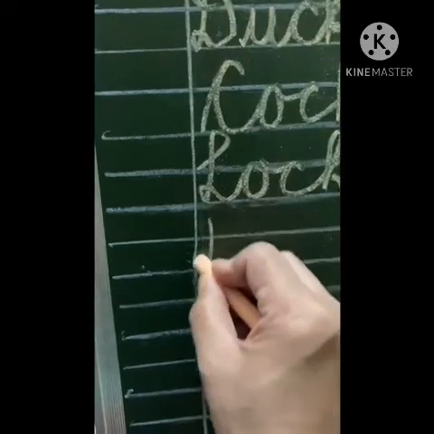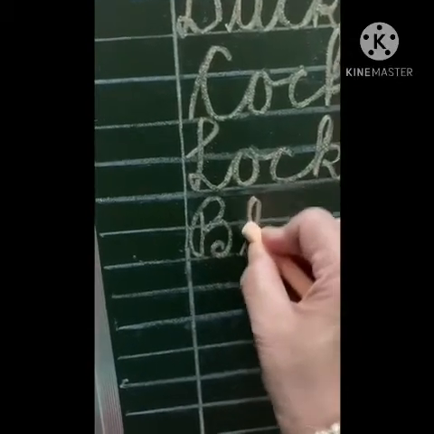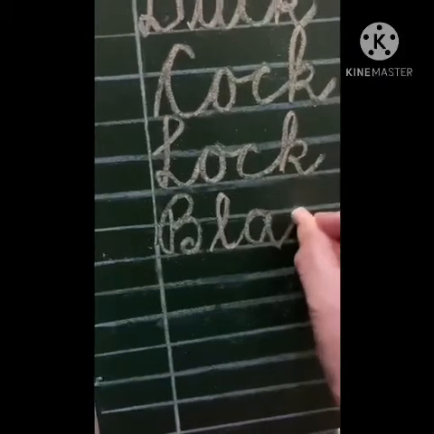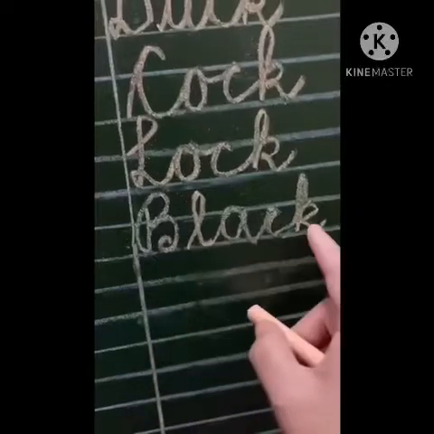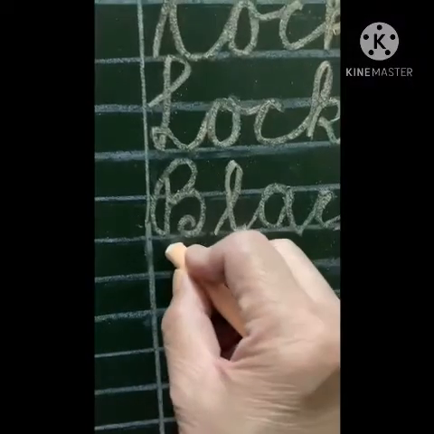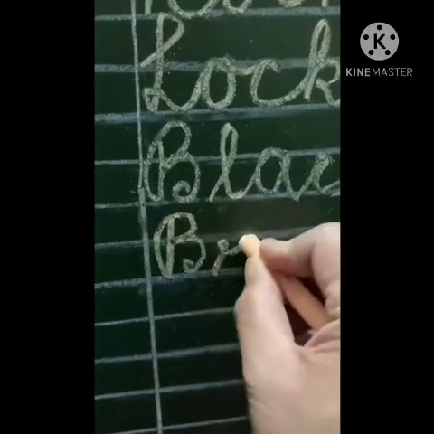Next word is starting with B and L, bl sound, then A, C, K. Black. Black is the name of a color. The screen is black.